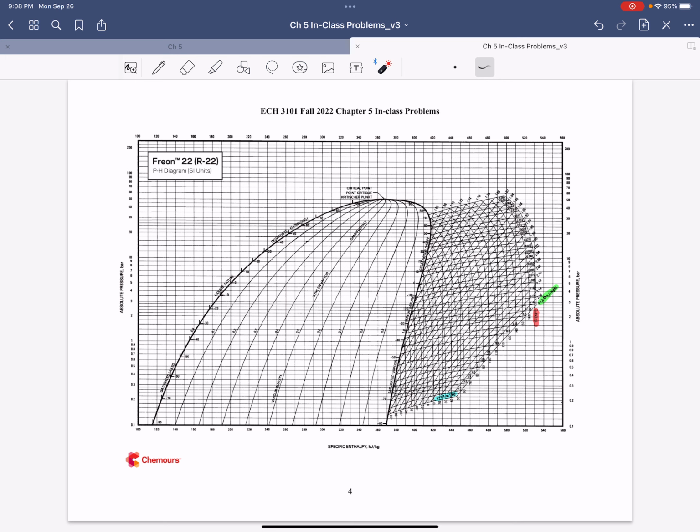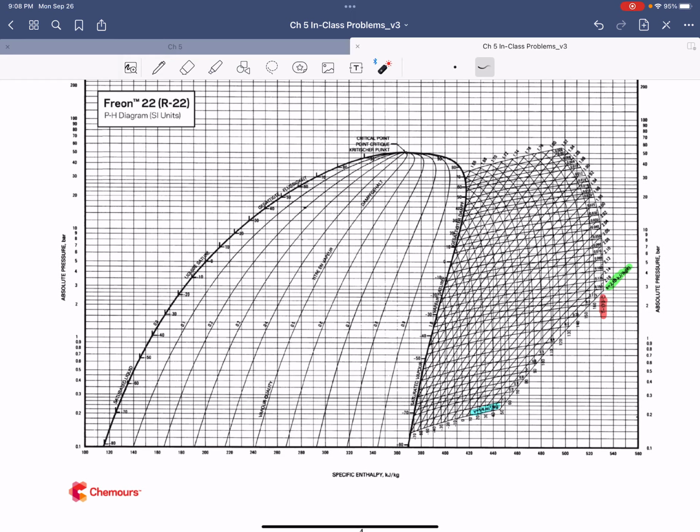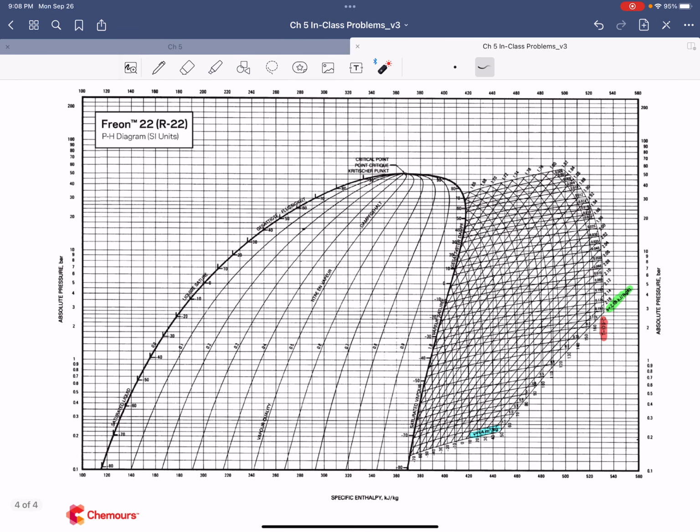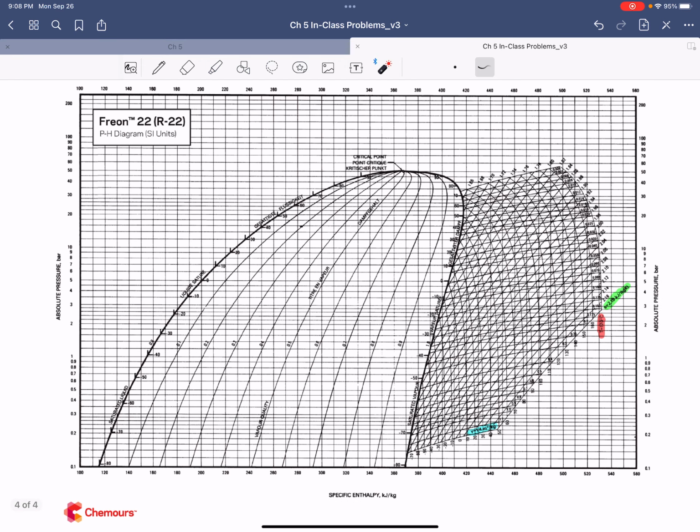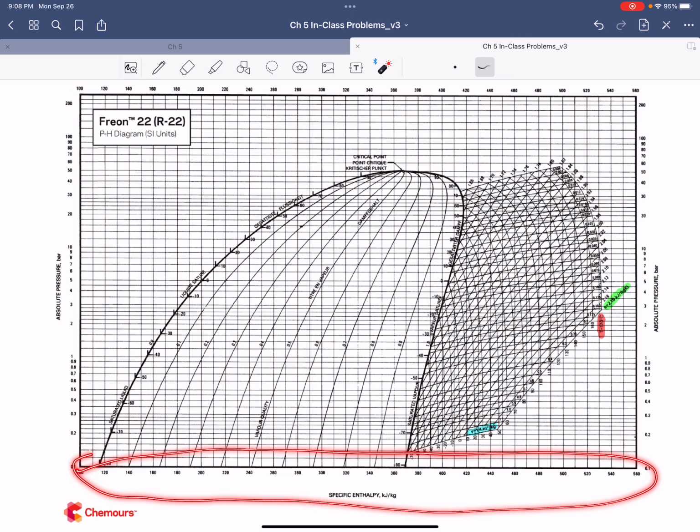Okay? All right, and so these plots can look a bit intimidating, so I want to go through first and break down exactly how to interpret them. Okay? And so in these plots, the first thing to look at are the axes. So the y-axis here is going to be pressure, and the x-axis is going to be enthalpy. All right?